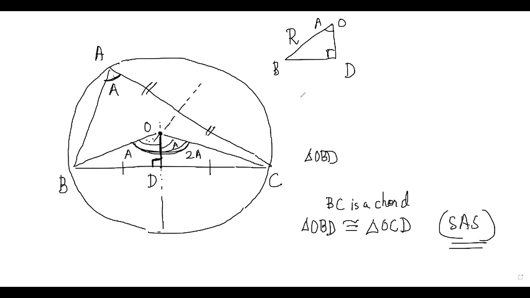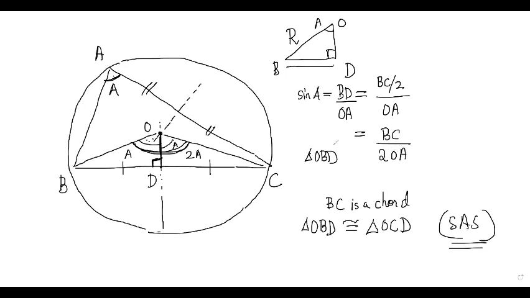And now what we'll do is sine of angle A. Sine A is equal to what? It is going to be perpendicular by hypotenuse. So it will be BD by OB. And what is BD? BD is half of BC, right? So it is BC by 2 over OB. That is equal to your sine of A, right?